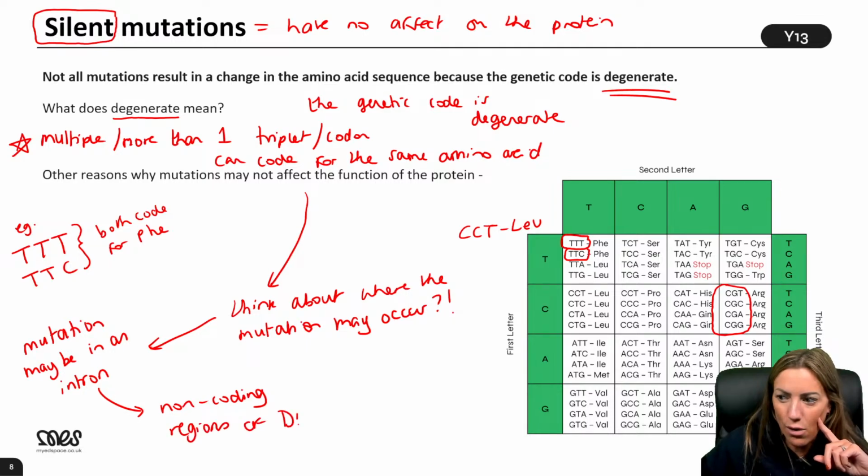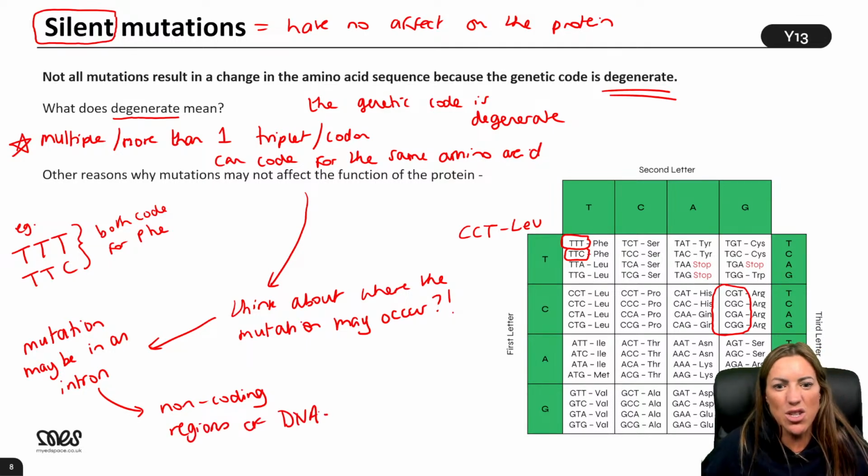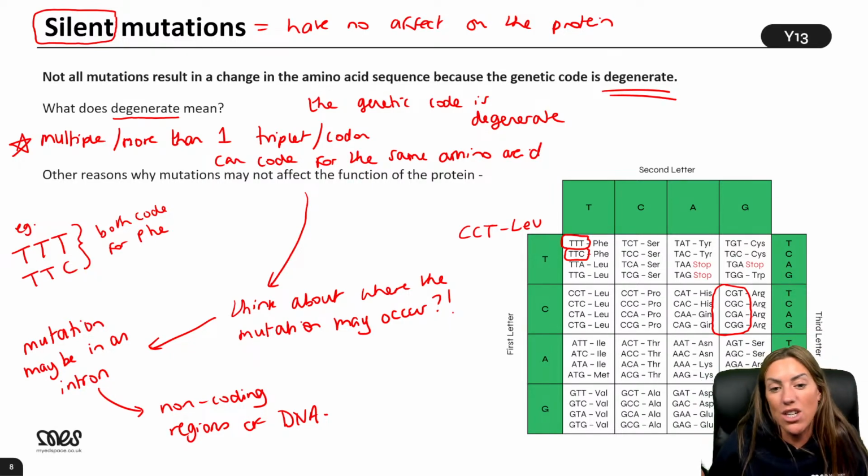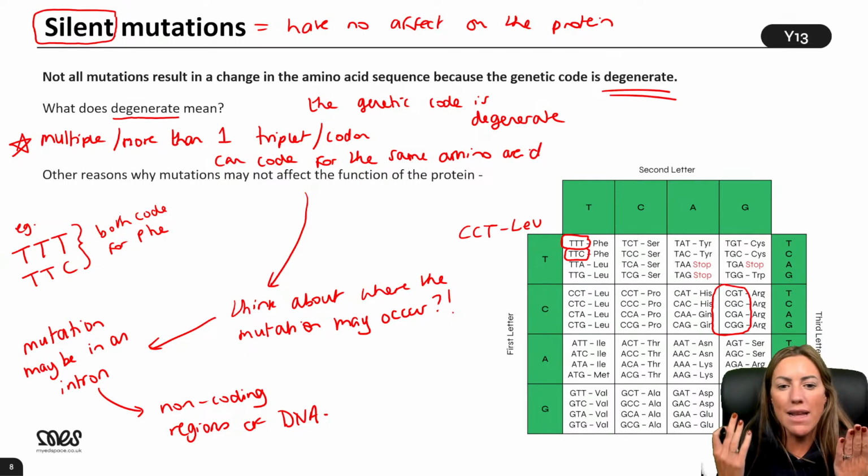So what about if the mutation was in an intron? It's going to have no effect on the protein because introns get removed. They get spliced out anyway. So you're going to cut out the region that had the mutation in. So it's no bother. Doesn't matter. So they're the two main things to remember with a silent mutation, okay?